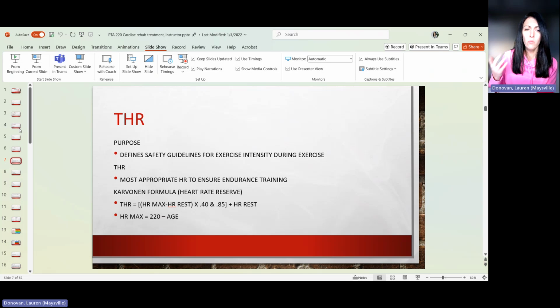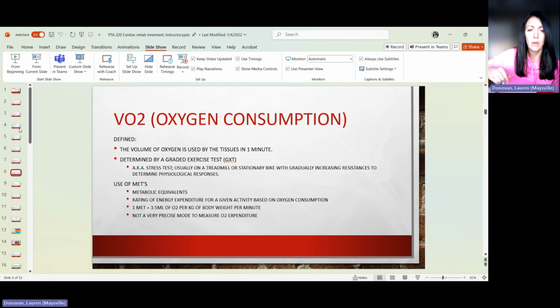A lot of times, the target heart rate could vary from one pathology to another. So the VO2 is the maximal oxygen consumption that the tissues utilize in 1 minute. Usually this is determined by a graded exercise test, like a GXT. We're not going to get into all these specifics, but my exercise science peeps should know what I'm talking about. I'm sure you've had this at some point.